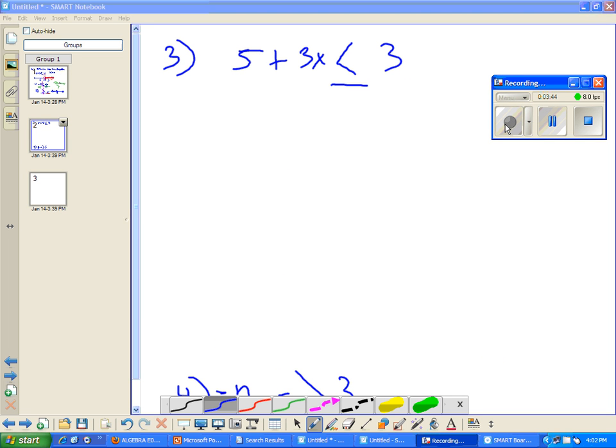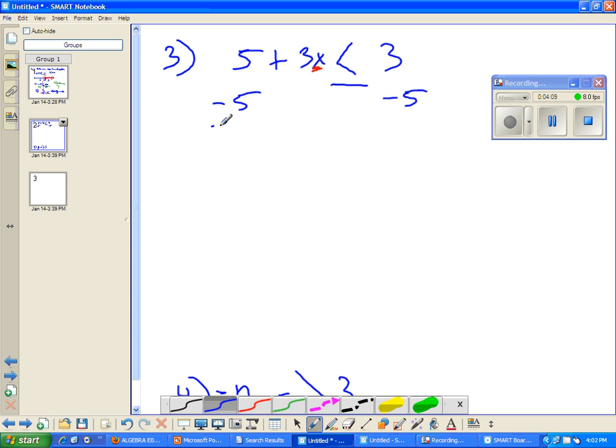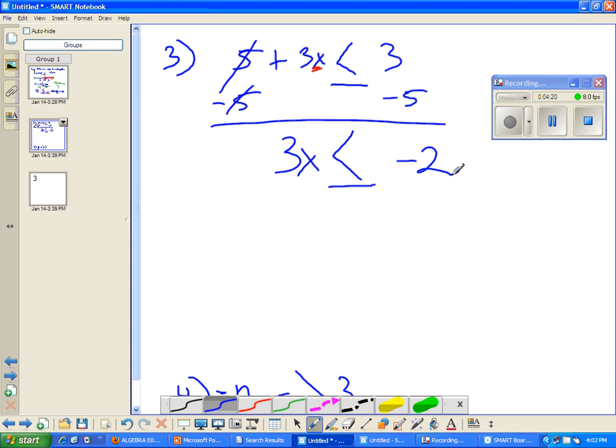Okay, a slightly more difficult problem, where I have two things on one side of the inequality that are somehow either loosely or tightly connected to my x. In this case, 5 plus 3x is less than or equal to 3. Let's move my 5 to the other side because I want to isolate my variable x. The only legal way to move that 5 over is to subtract 5 from this side, and subtract 5 from that side. That gives me 0. It gives me 3x is less than or equal to negative 2 in this case.